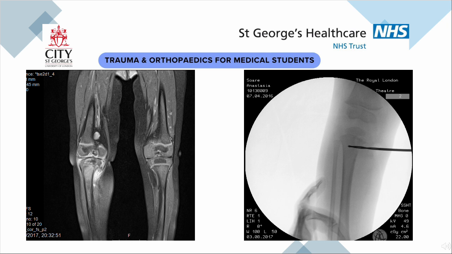This is another example of a child with a proximal tibia osteomyelitis. You can see that white glowing in the proximal tibia, and you can see that they've gone to theatre and they've had that abscess drained. And we also drilled the proximal tibia to release the pus from inside the bone as well.